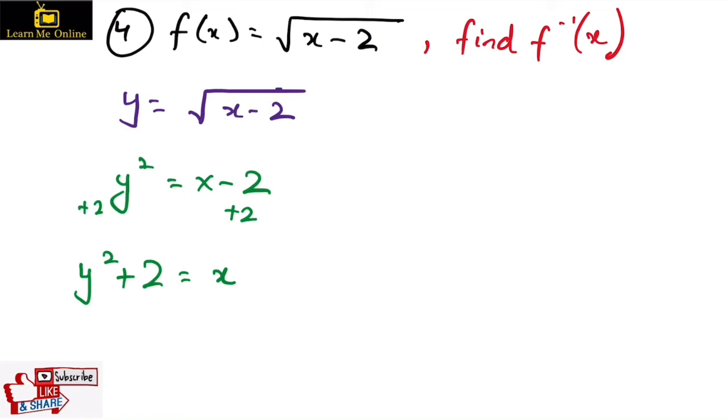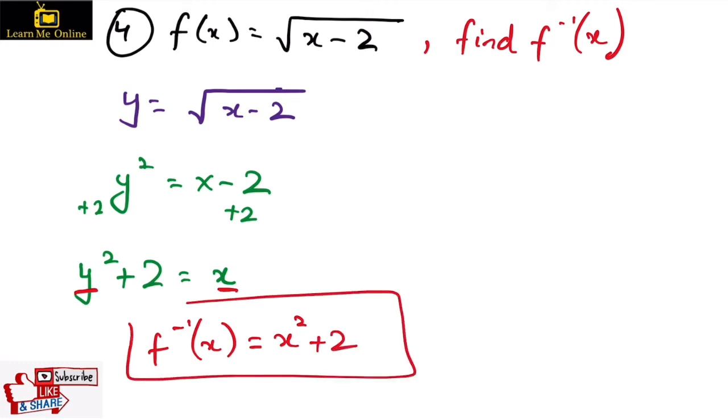Now you're at the final step, where this x is going to change to the inverse. So that would be f inverse of x equals, this y is going to change in terms of the x, would be x squared plus 2, and that's the inverse function of f.